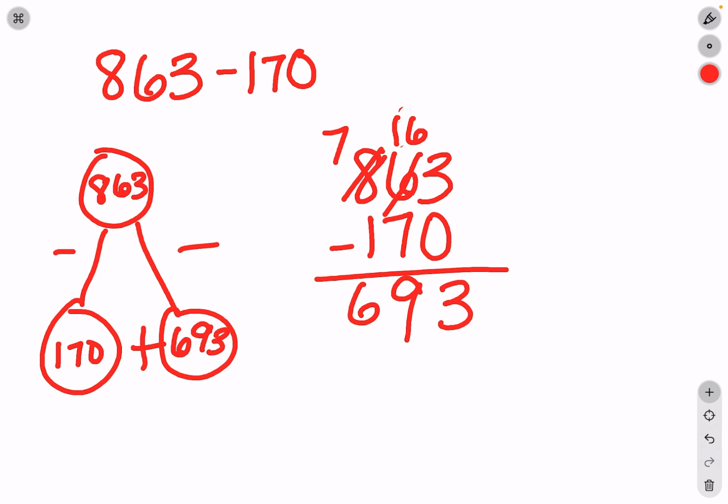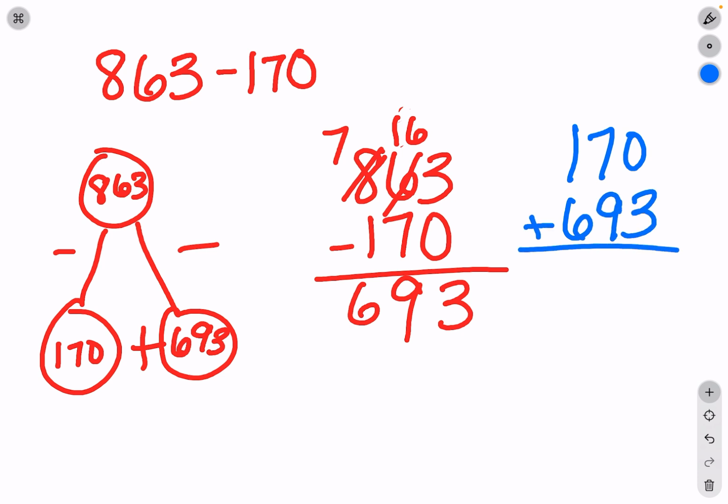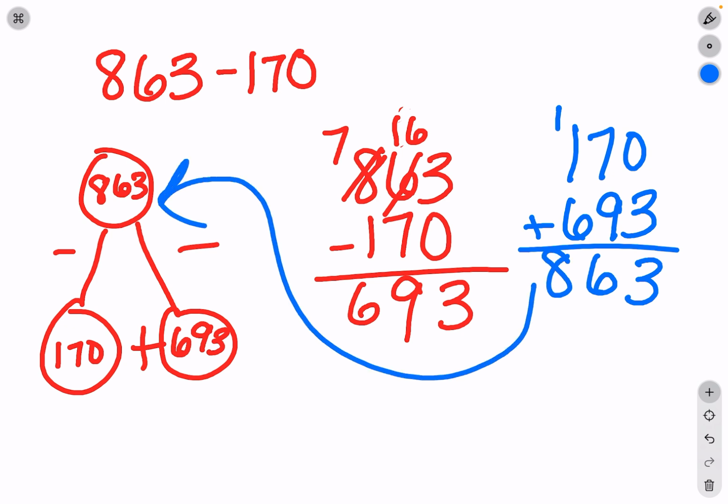Okay, I'm going to add to check. I'm going to add 170 plus 693. 0 plus 3 is 3. 7 plus 9 is 16. 1 plus 1 is 2. 2 plus 6 is 8. I got my total, so I am correct.